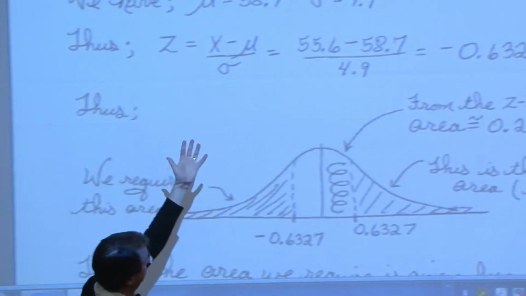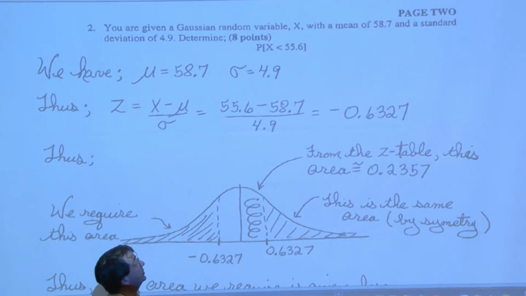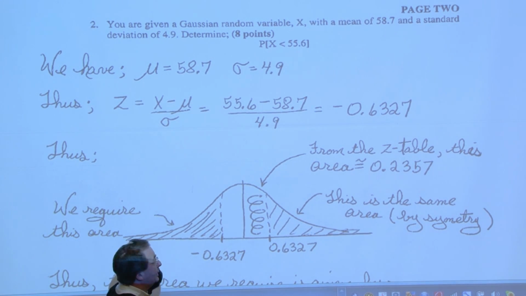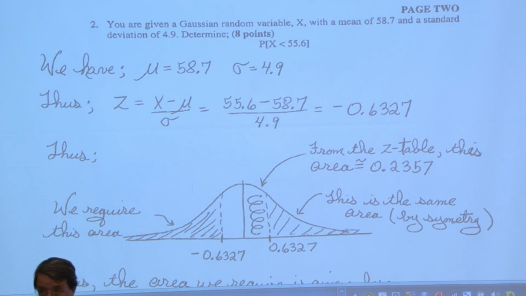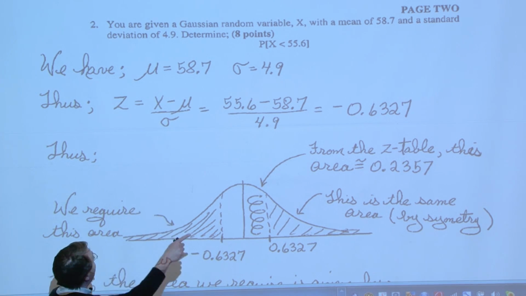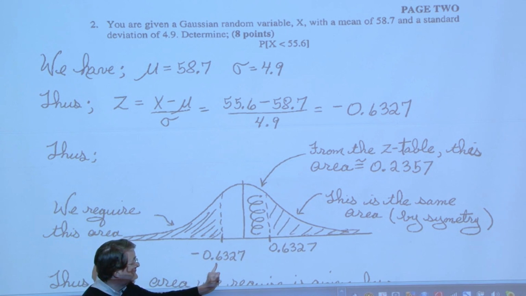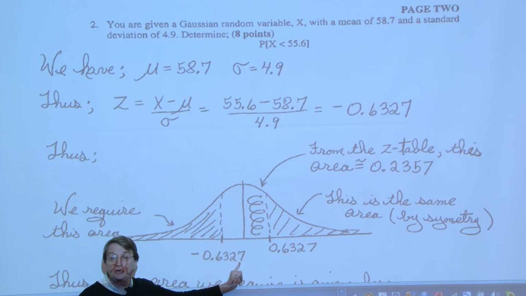What's the value of x? 55.6. What's the mean? 58.7. And then we divide by the standard deviation of 4.9. Now, we may have to use symmetry to solve this problem. Okay? So we want to know the probability that x is less than 55.6. Now, this translates into the z curve having a probability of less than minus 0.6327.